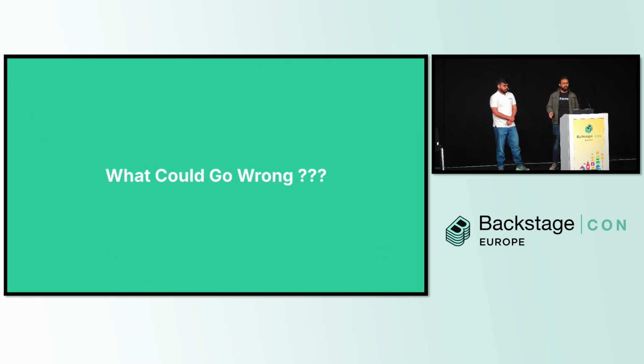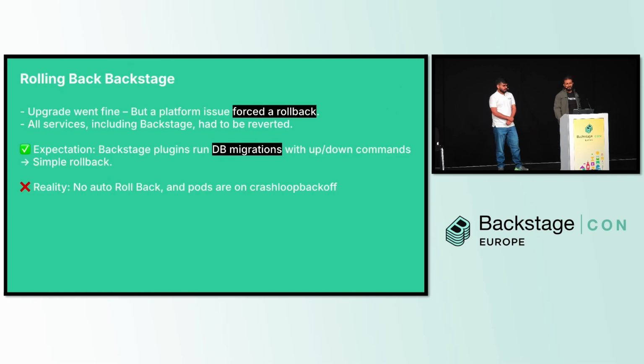We had a few minor Backstage upgrades here and there, but we have skipped them for this talk. But with every Backstage upgrade, we always had a single question on our mind: what could go wrong? We are using it in production, and we have very strict SLAs around it. So what could go wrong? And one of the things we experienced, the toughest thing if anything goes wrong, is rolling back.